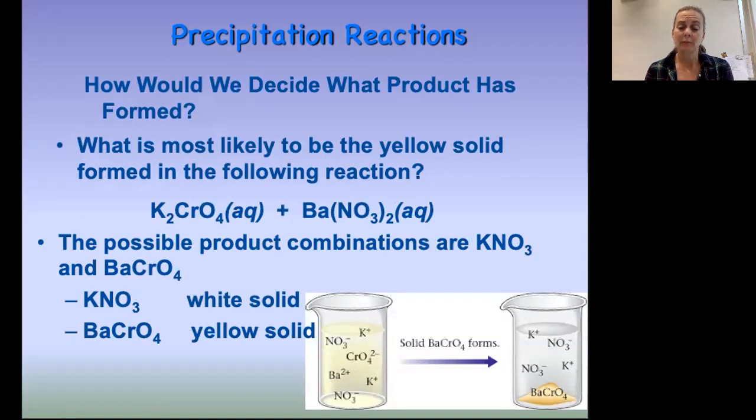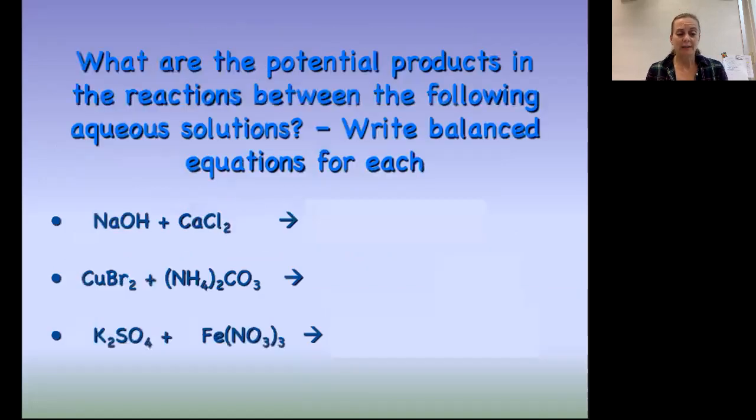So we're going to spend a bunch of time in the next couple of days building our solubility rules and learning our solubility rules so that not only will you be able to predict what the two potential products are, but you'll actually be able to predict which one of those will be the precipitant. So let's just practice this partner swap that we've just learned about, okay?